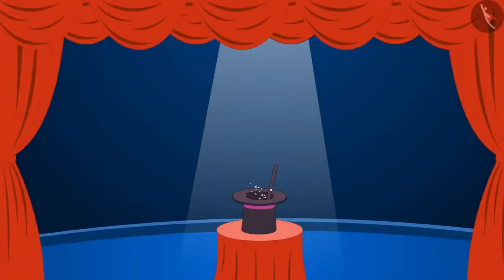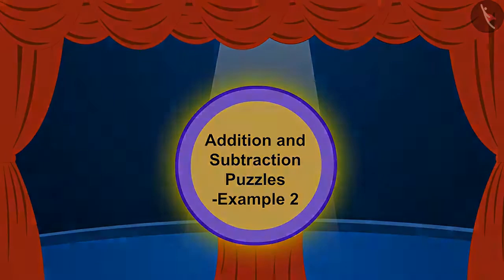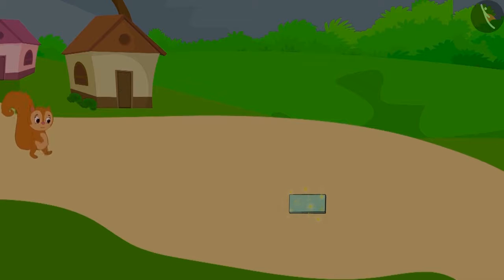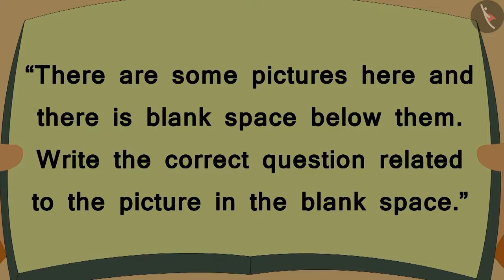Children, in the last lesson, we learned when to use addition or subtraction in puzzles. In this lesson, we will learn to create questions with addition and subtraction. One night, Chanda was returning from her shop. She found a book on the way. In the book, it was written, there are some pictures here, and there is a blank space below them. Write the correct questions related to the picture in the blank space.